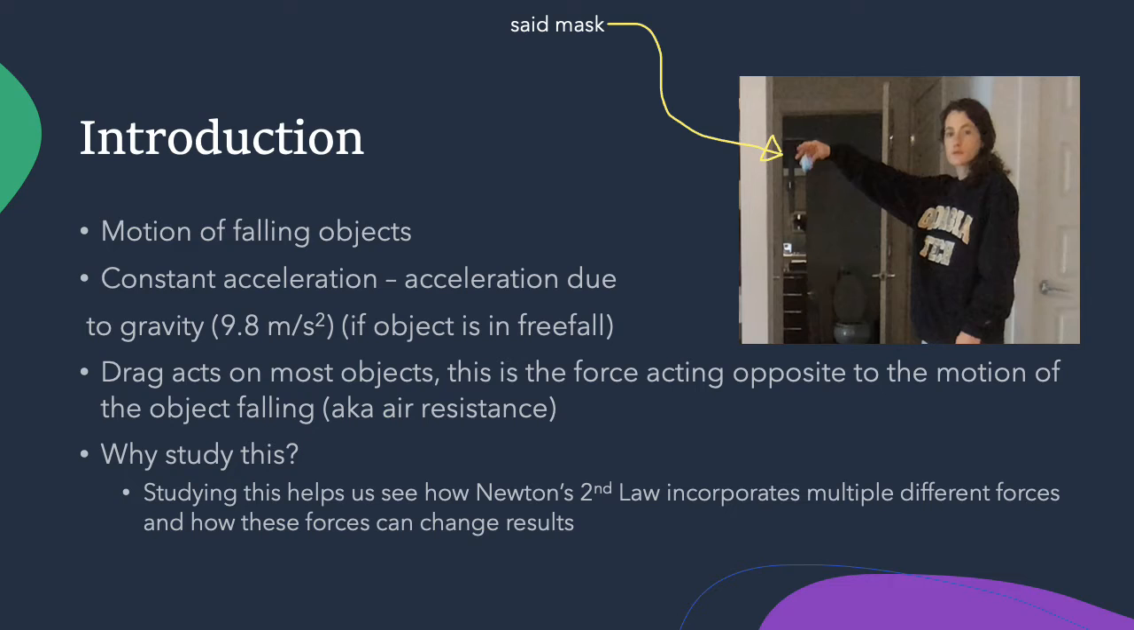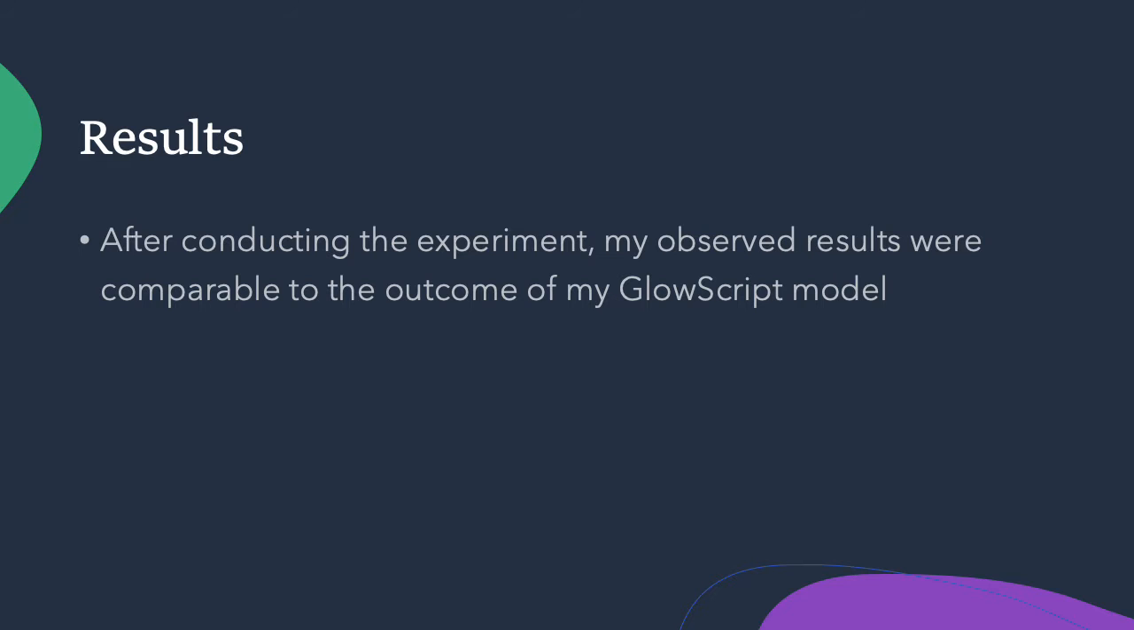Along with the concept of constant acceleration, or lack thereof, it is also important for us to study this because this specific situation helps us see how Newton's second law incorporates multiple different forces and how these forces can change the outcome of motion. I'll talk more on drag later in this presentation, and in my case, I used a crumpled up surgical mask to be my object. Overall, after analyzing its motion, my observations were comparable to the predictions made by my VPython code.